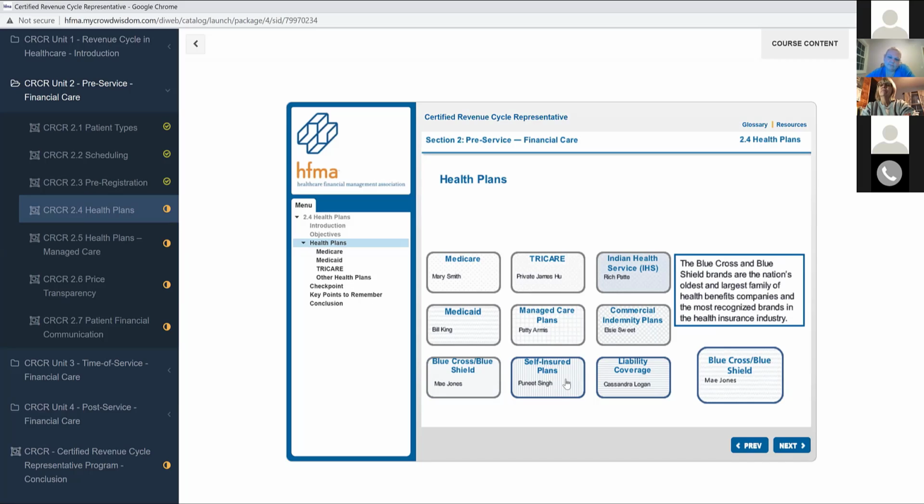Self-insured plans are self-funded plans where the cost of medical care are borne by the employer on a pay-as-you-go basis. And a lot of hospitals have self-insured plans.